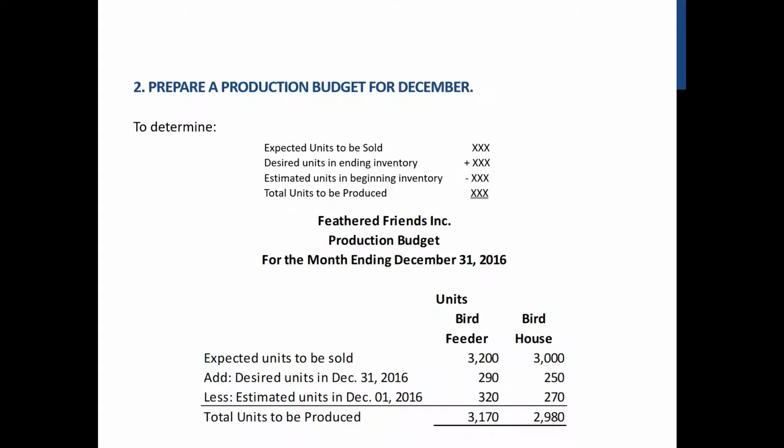Meanwhile, for the birdhouse, the expected units to be sold is 3,000. Add desired units in December 31, 2016 of 250, less estimated units in December 1, 2016 of 270. Therefore, the total units to be produced for a birdhouse is 2,980.